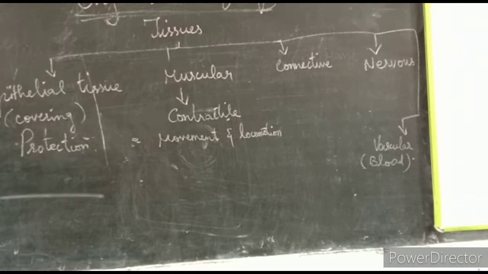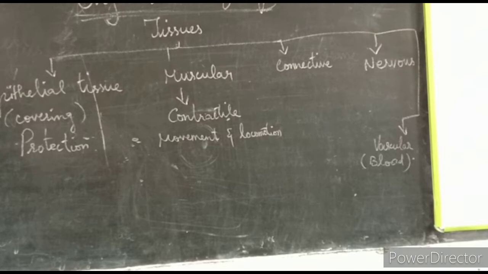Nervous tissues are for conduction of the nerve impulses. We have neurons. And then there are so many nerve tissues we have in our body. It is produced with the help of the nervous tissues. And then the vascular tissues are the blood tissues. These are all the liquid tissue. This is the only liquid tissue in our body.